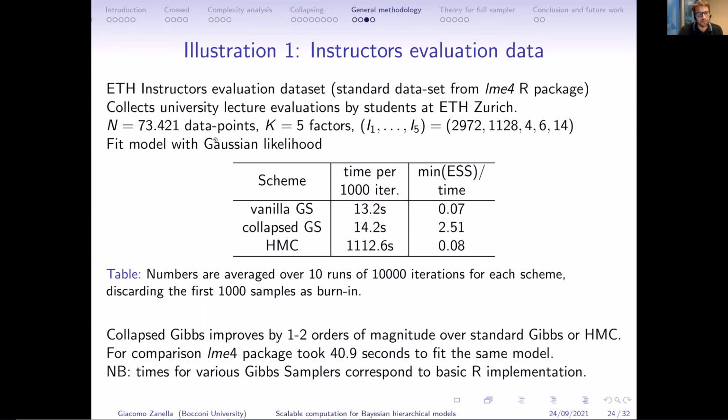And again, this model is not huge, but something like the LME4 package would take 40 seconds to fit this model, which is comparable with what MCMC takes here. So just to say that even frequentist inference here is not straightforward.